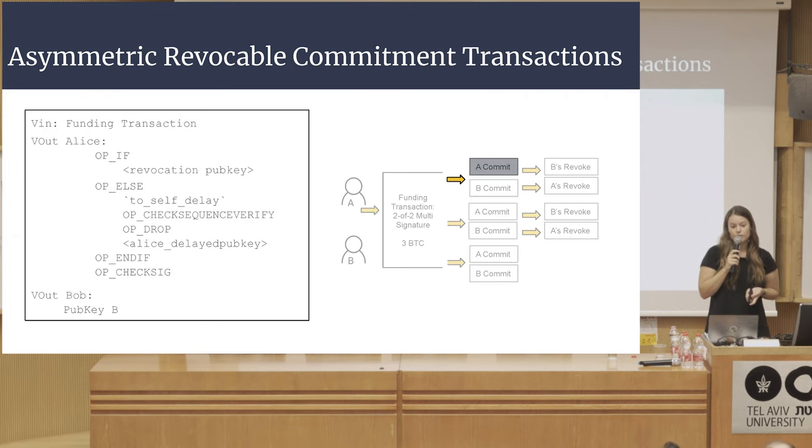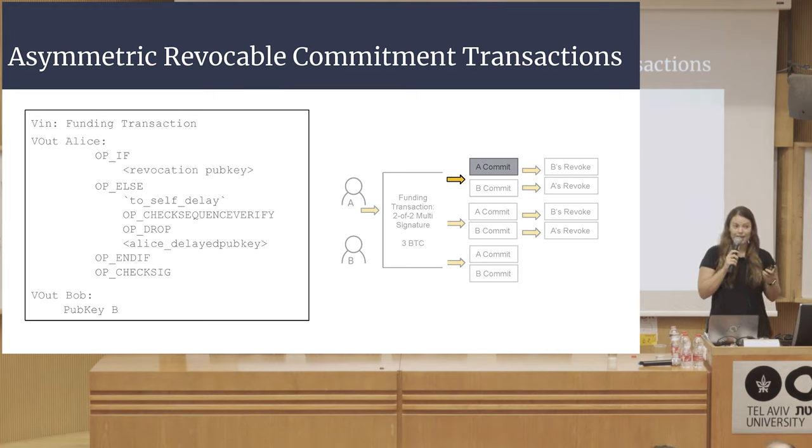So the way that we address this in Eltoo penalty is through something called asymmetric revocable commitment transactions. And instead of having a single commitment per state, we actually have two commitments. So one will be held by Alice, one will be signed by Bob. Each party's commitment is signed by the other party, so it just needs their signature to go on chain, and it has a slightly different set of properties for each one.